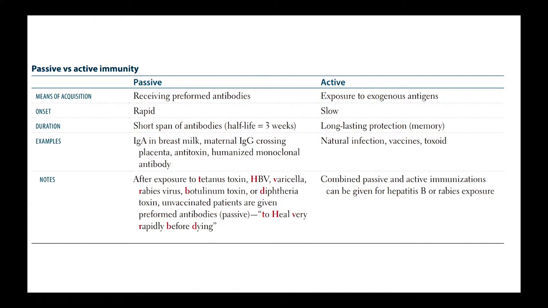Okay, and in terms of onset and duration, compared to passive immunity, active immunity has a relatively slower onset, but it can last maybe several years. Okay, active immunity can be induced in two ways: exposure to exogenous antigens by itself, like we encounter many antigens, or by vaccination. Both can induce active immunity.